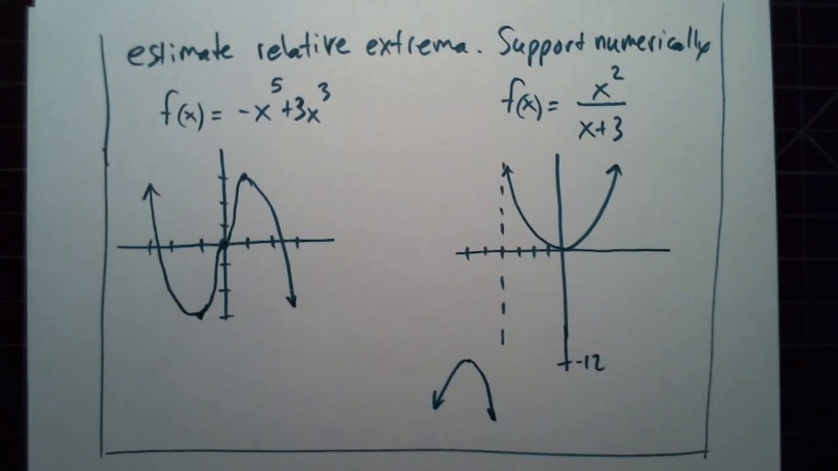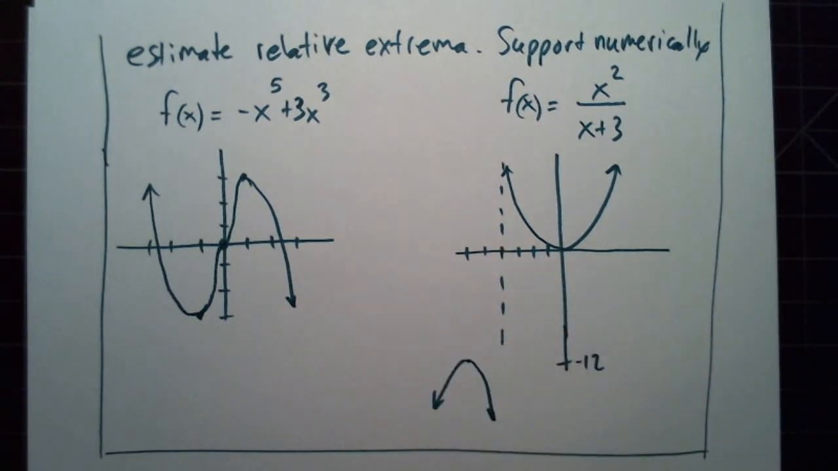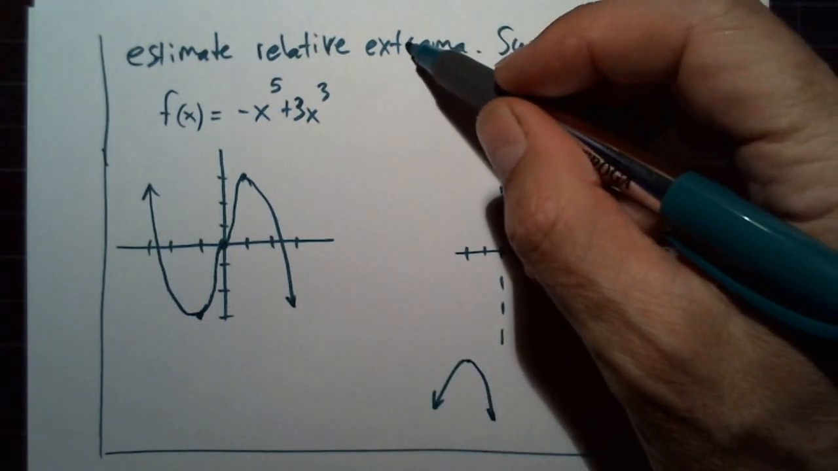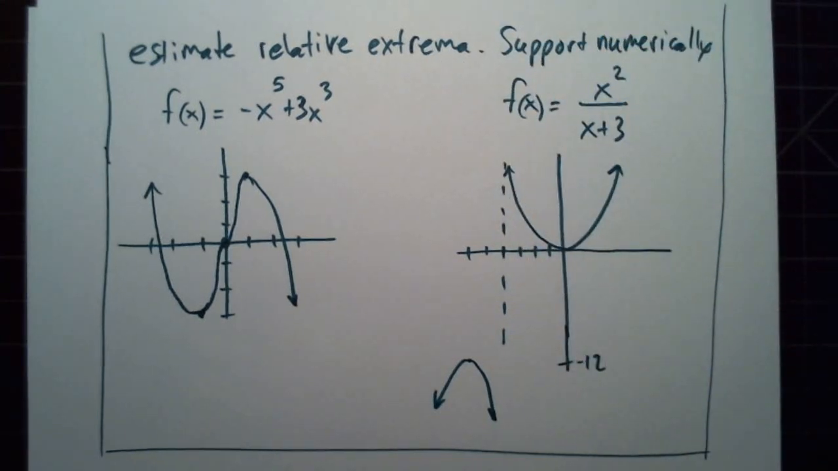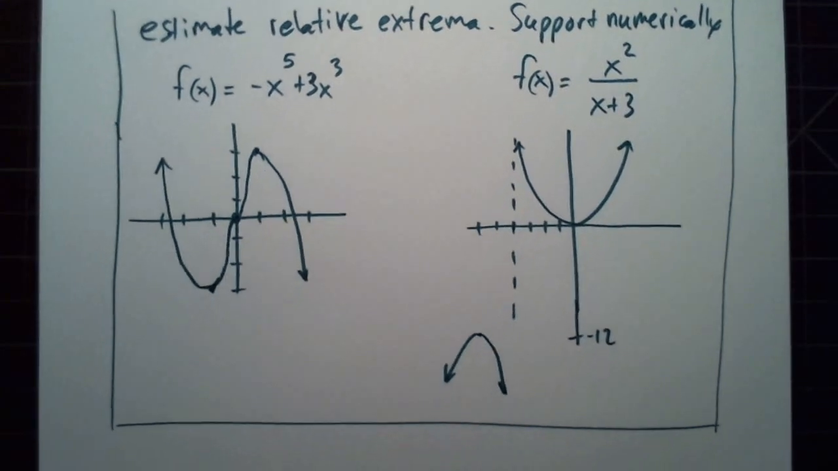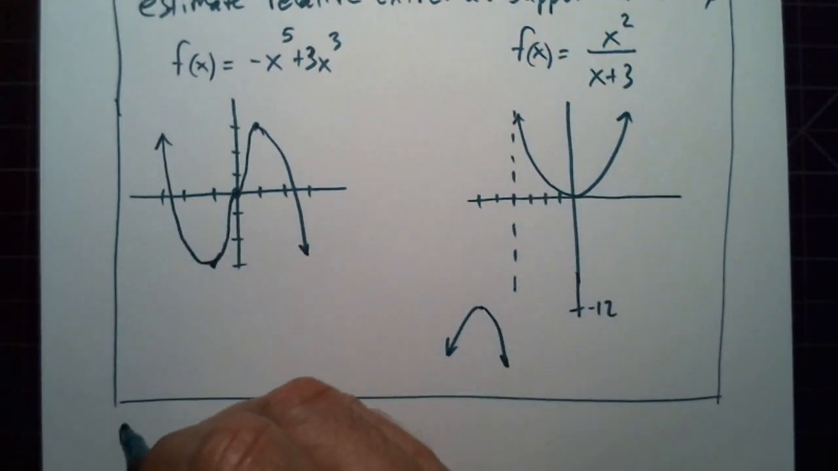Alright, so we can estimate the relative maximum and relative minimum. Those are called relative extrema, and that's the extreme value, meaning a high value or a low value. And then we'll support it with a table. So, relative maximum.